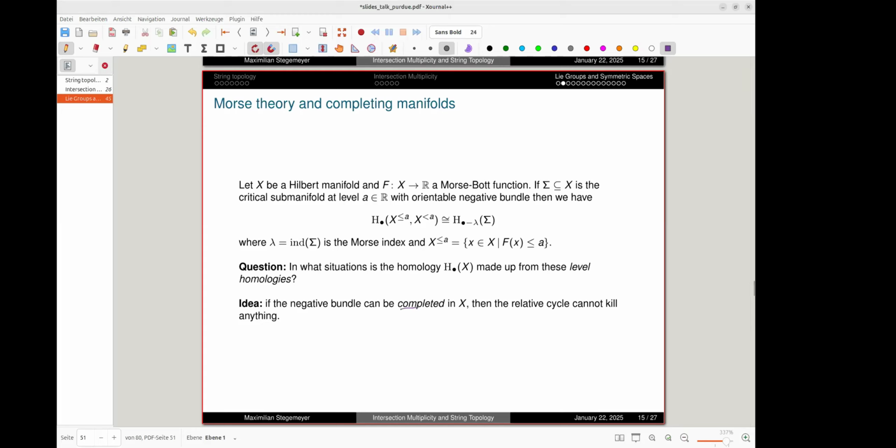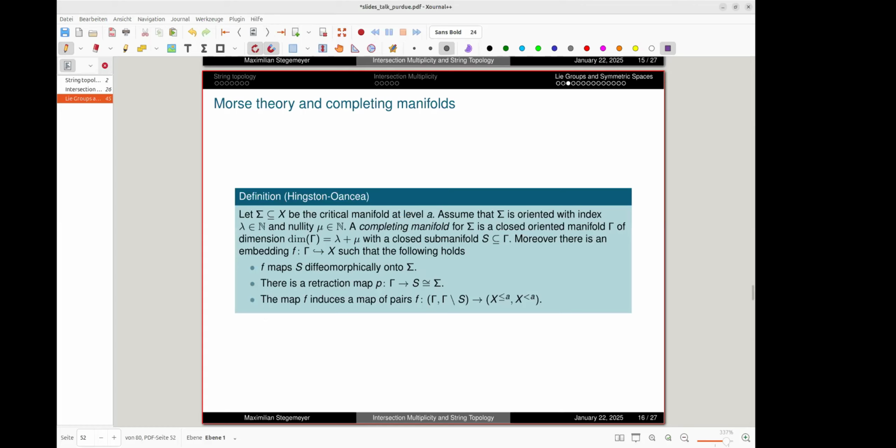That's why we look at the notion of completing manifolds. Since this is important in the rest of the talk, I really want to give the full definition. This idea of completing manifolds is, of course, older than the work by Nancy Hingston and Alex Wancha, but the definition that I'm using here is based on their work. Let's quickly go through it, and I will try to say what's really important here.